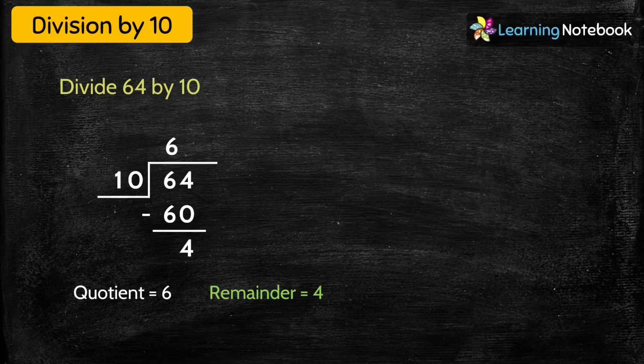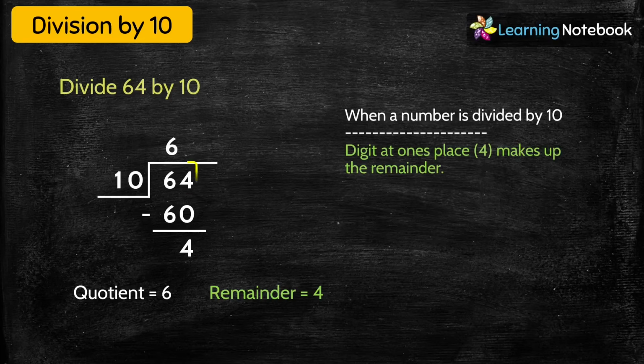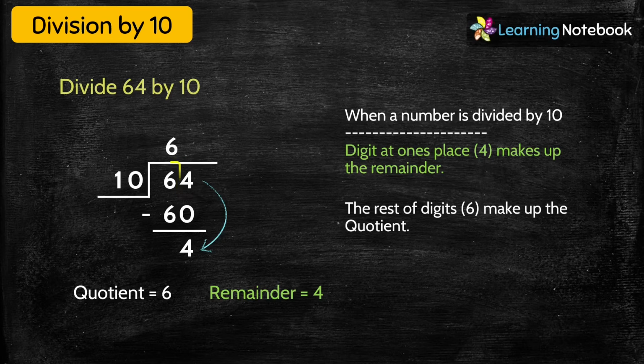Now students, here we observe when a number is divided by 10, then the digit at one's place, that is 4, makes up the remainder and the rest of the digits, that is 6, make up the quotient.